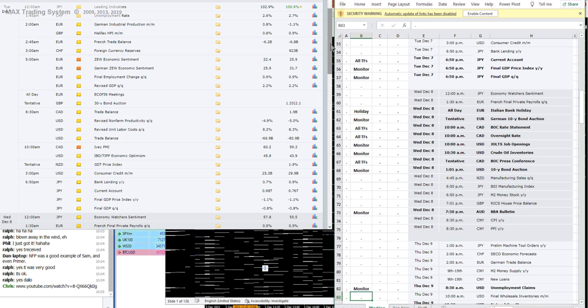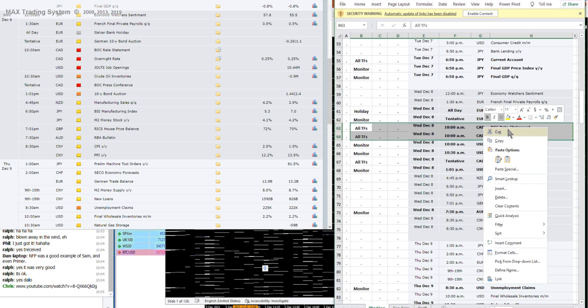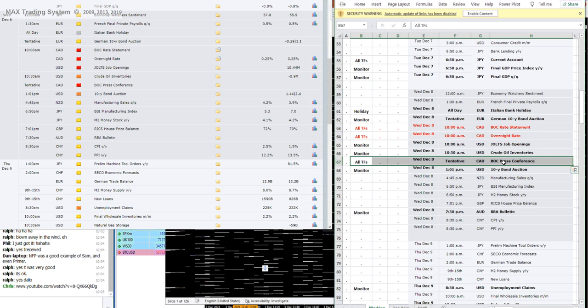And Wednesday. On Wednesday, we will have to monitor the Euro-German 10-year bond auction. Then we will have a big group in red with the CAD, Bank of Canada rate statement, overnight rate, and that's all for the CAD. Then the US dollar crude oil inventories to monitor, and then in red, of course, the CAD press conference. These are highs.